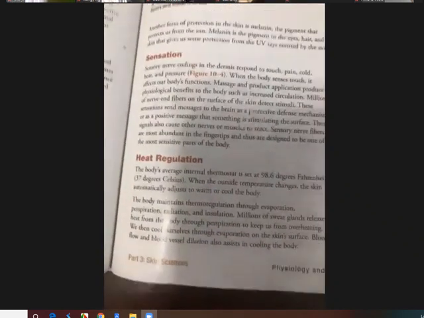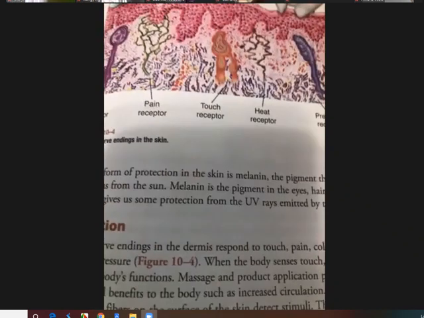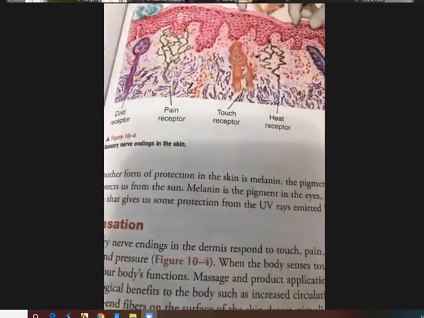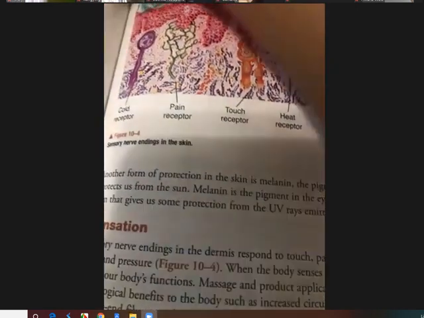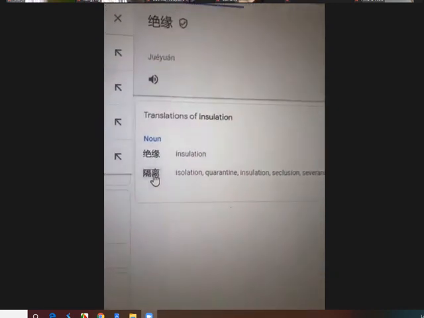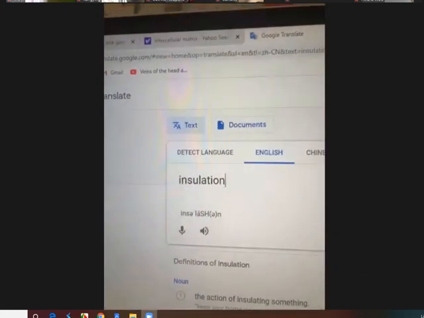Insulation, I don't want to try to explain in Chinese, I'm not good in Chinese. Insulation is like keeping your home warmer.